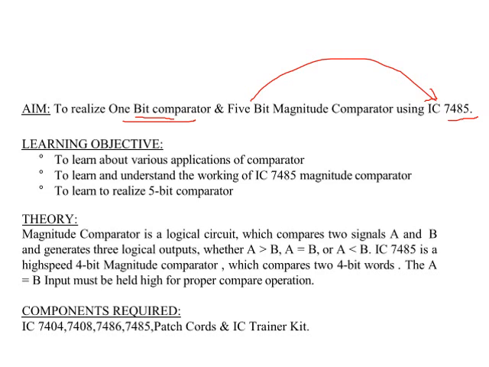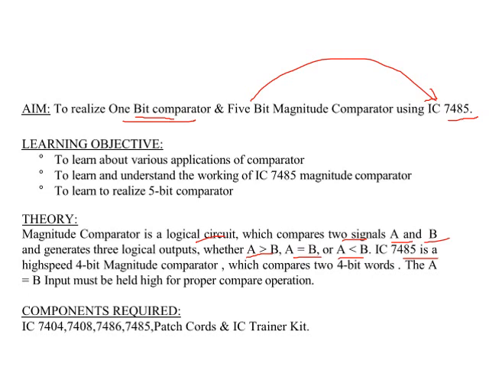So magnitude comparator is a logical circuit which compares two signals. As I said, there may be two signals A and B. The output of the comparator may have three portions. The first may be A greater than B, the second may be A equal to B, and the third may be A less than B. So whichever output is high indicates whether the input A is greater than B or less than B or equal to B.